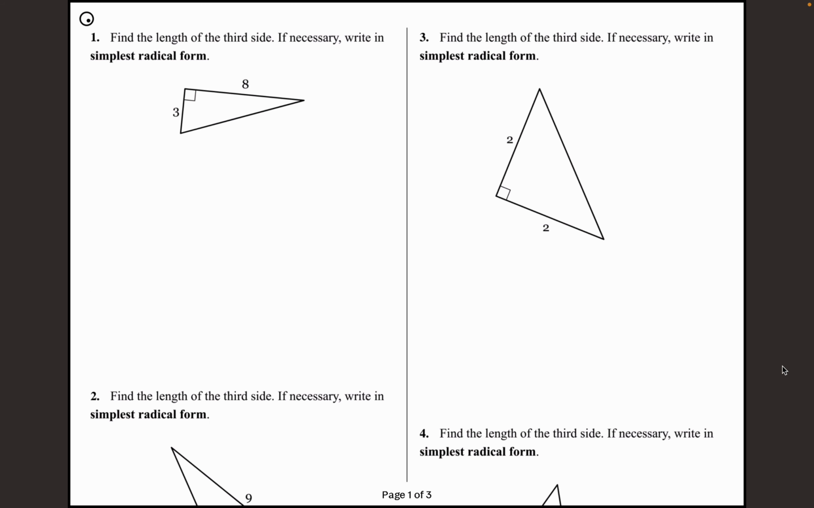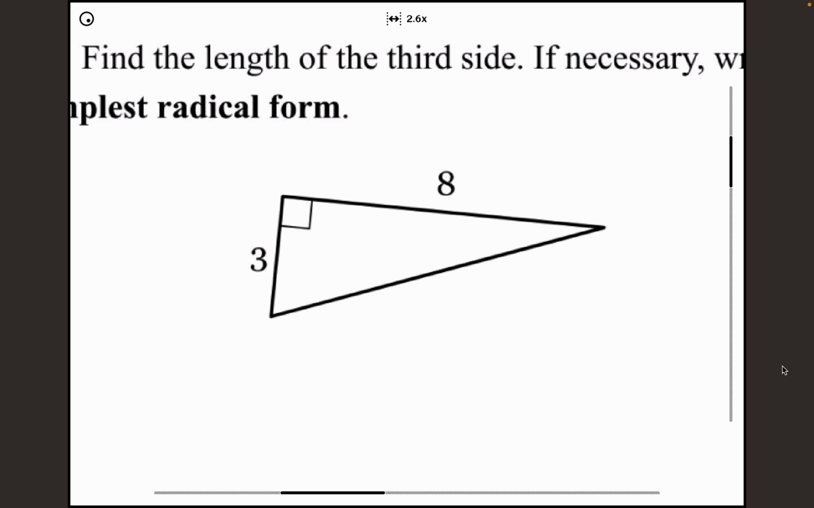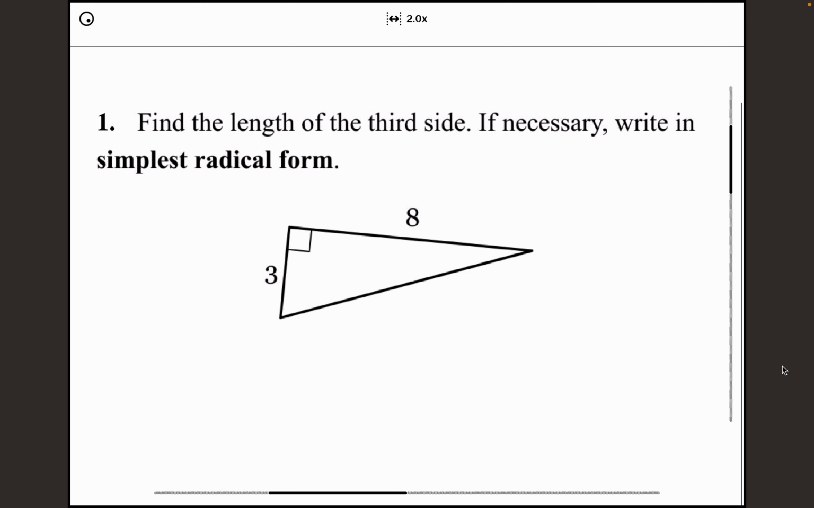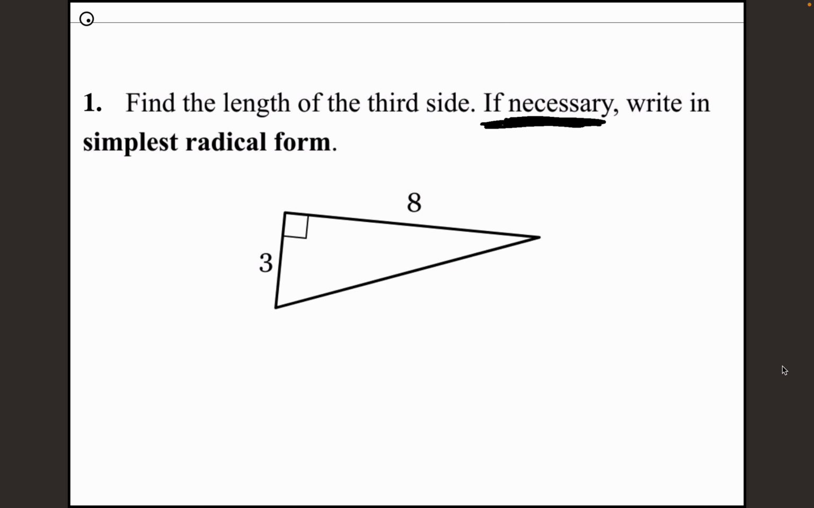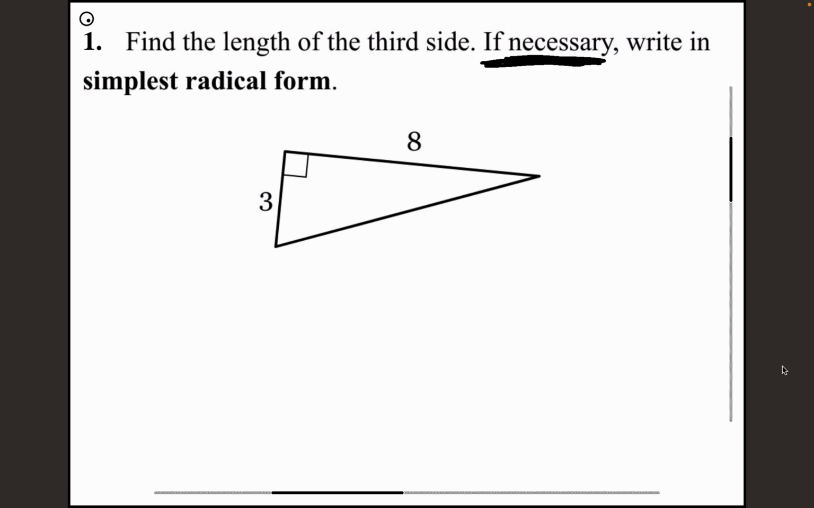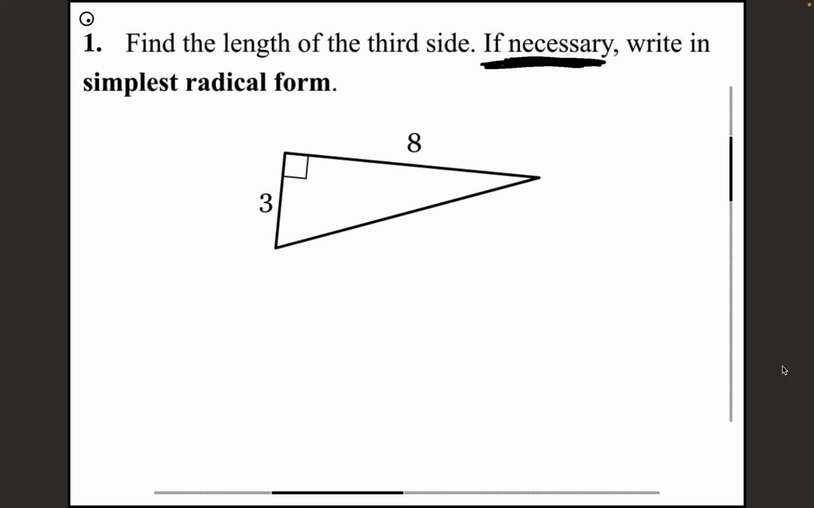Okay, so this is what they're going to look like. It's going to say, find the length of the third side. If necessary, write in simplest radical form. So the biggest thing that you need to pay attention to is "if necessary." If our answer is already a whole number, we don't need to put a square root, all right? But we are not working with any decimals here. So let's go ahead and solve this one.